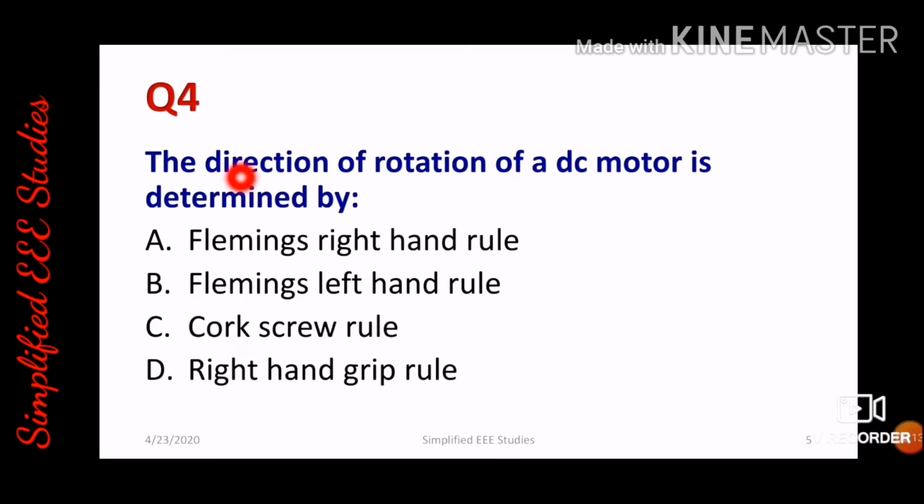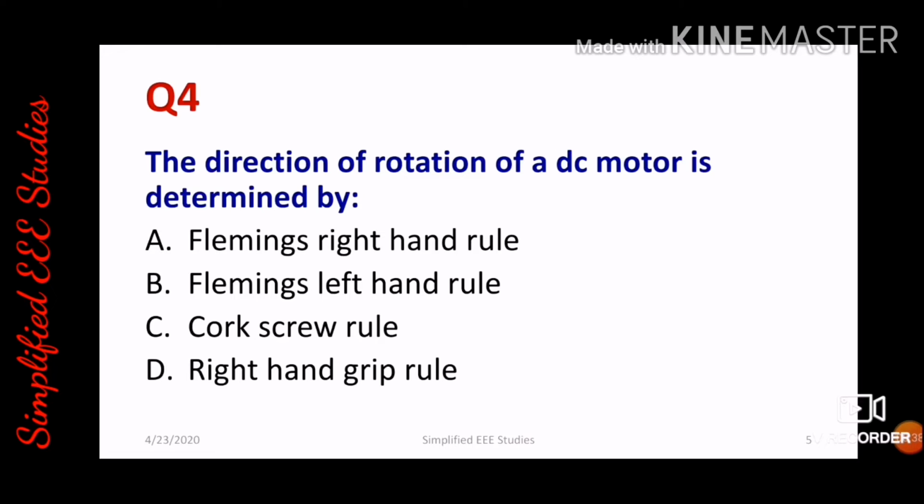Let's discuss question number 4. The direction of rotation of a DC motor is determined by option A, Fleming's left hand rule, option B, Fleming's right hand rule, option C, corkscrew rule, option D, right hand grip rule. There are 4 options available. Which could be the right answer? The direction of rotation of a DC motor is determined by Fleming's left hand rule.